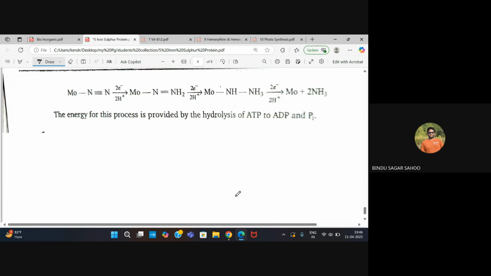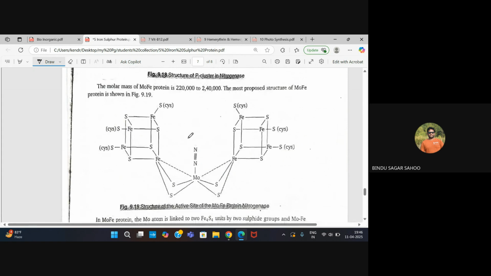So this is a possible mechanism, but this structure is most important. We need to mention the structure. You need to remember the structure of the molybdenum iron protein of nitrogenase.